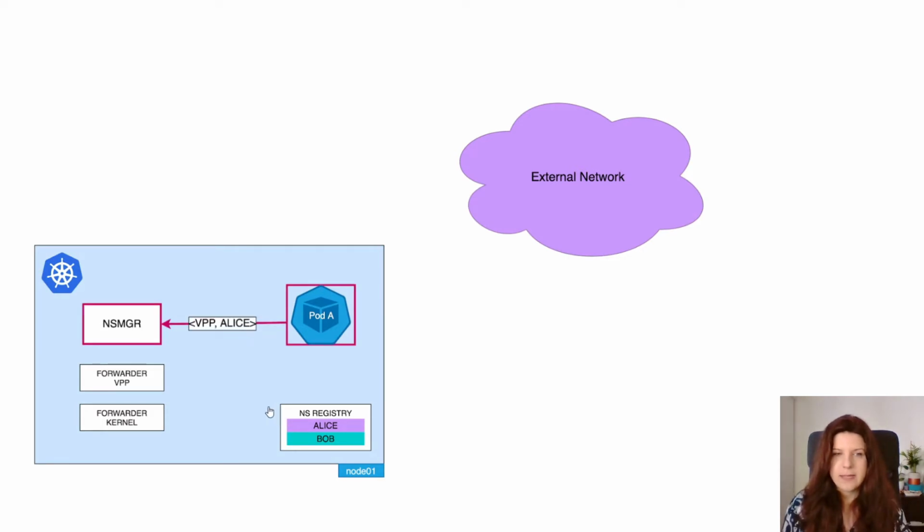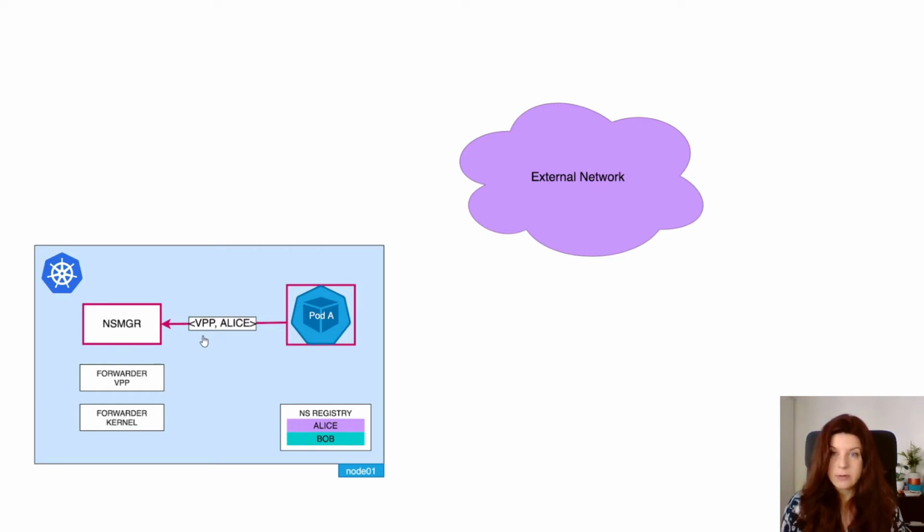So what happens next? Pod A creates a network service request to Network Service Manager to attach to a new network service. In the request, it specifies to which service it wants to be connected and which mechanism should be used with which forwarder. So it wants to be connected to Alice, and it wants to use VPP forwarder in this case.